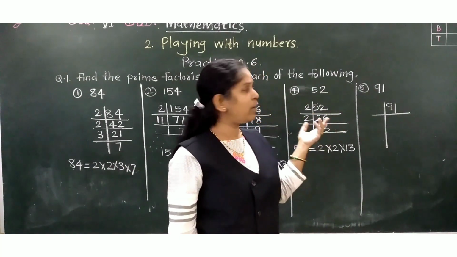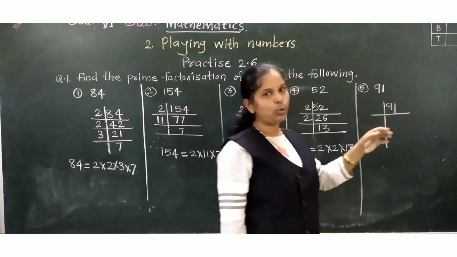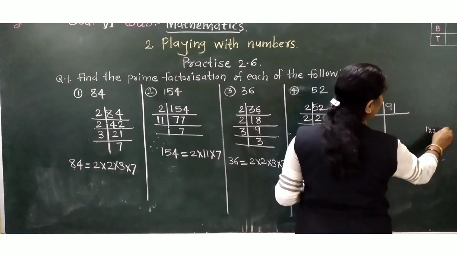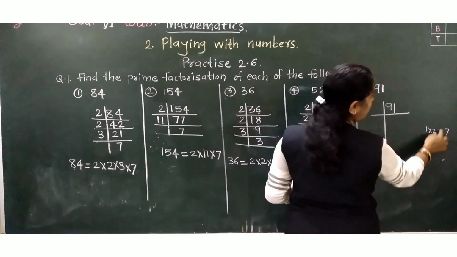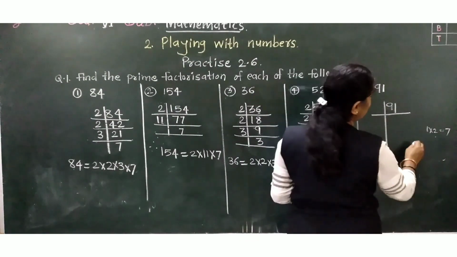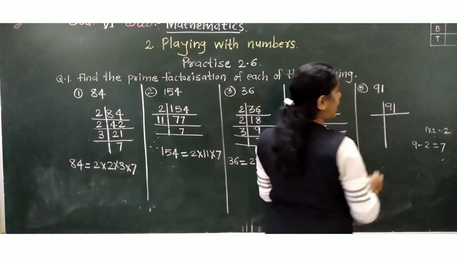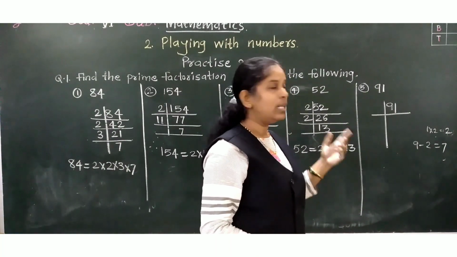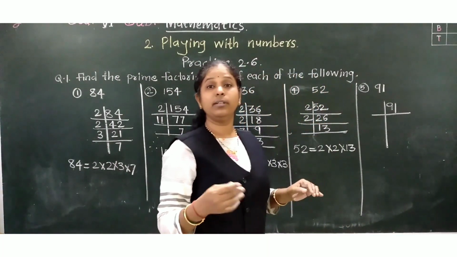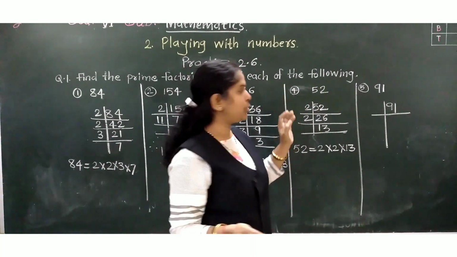7, can we divide it by 7? What is the test for 7? The units place number, we have to make it double. Correct? 1 into 2 is 2. And whatever we have doubled, that number we have to subtract from the remaining number. So 9 minus 2 is 7. And can we divide 7 by 7? Yes. That means this number is divisible by 7. Like this, we have to use the divisibility tests while finding the prime factorization.